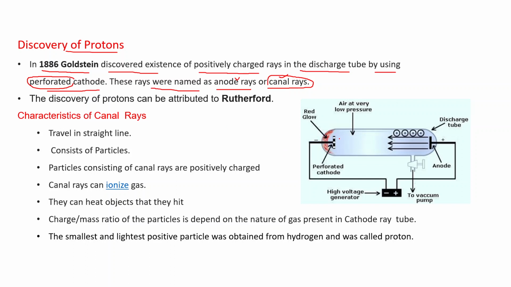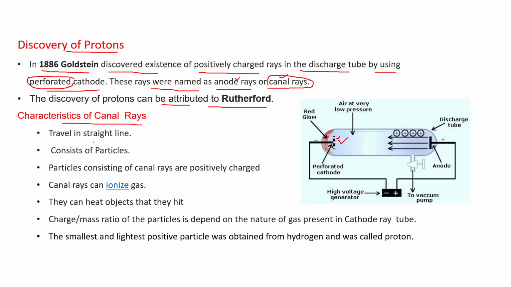And why canal rays? Actually, this is the perforated cathode, and the perforation or hole of this cathode is like a canal. That's why these rays pass through these holes. That's why these rays were named as canal rays. The discovery of proton can be attributed to Rutherford.